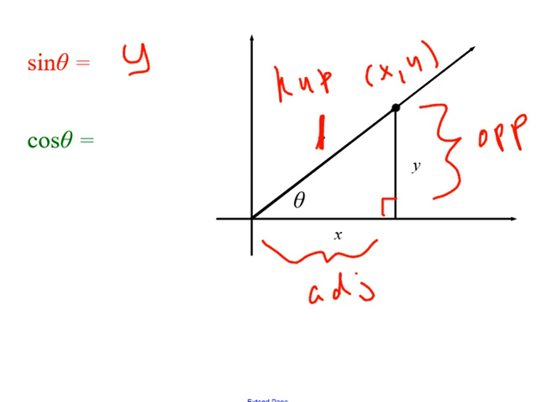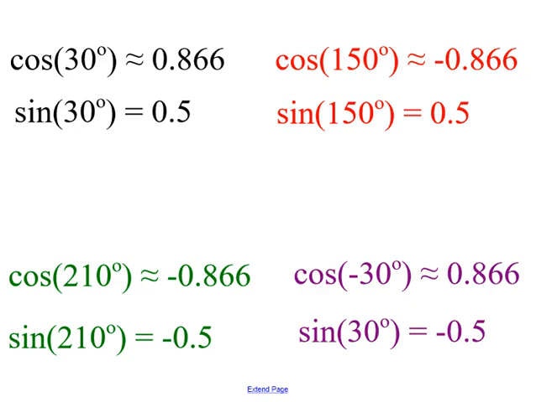And if we look at cosine of theta, we're looking for the adjacent over the hypotenuse, and we get x over 1, which is really just the x coordinate. So when I have a hypotenuse of 1 on the coordinate plane, the sine for that angle is the y value, the height of that triangle. And the cosine is just the length of the base of that triangle, the x coordinate. Now we're going to investigate how that plays off in these angles.